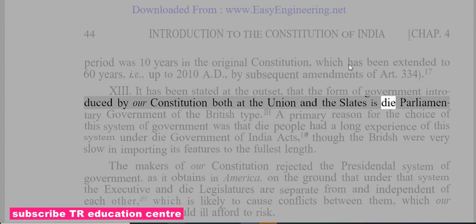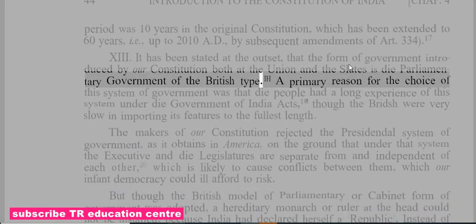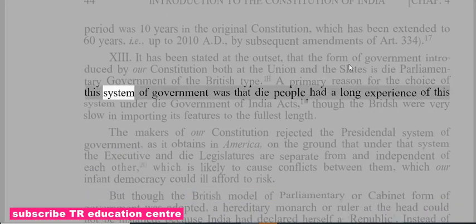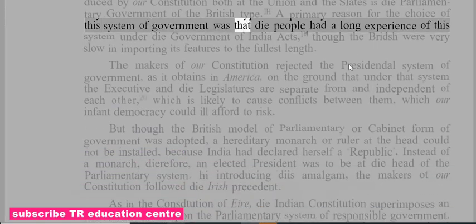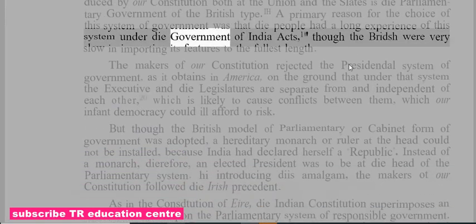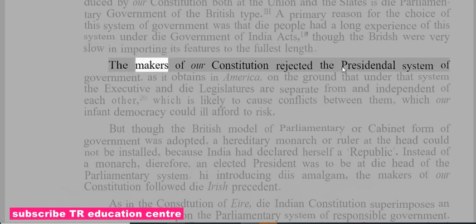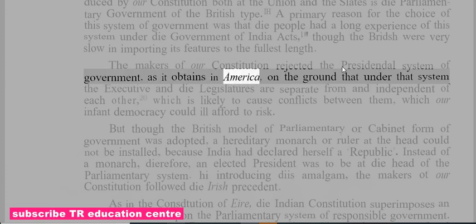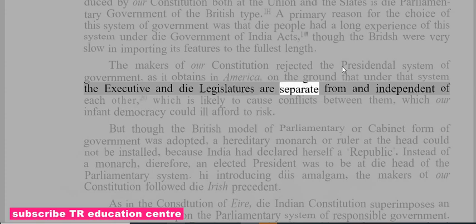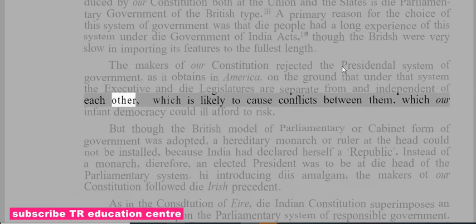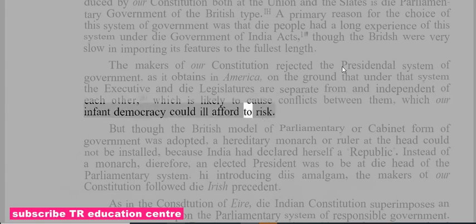Union and the States is the parliamentary government of the British type. A primary reason for the choice of this system of government was that the people had a long experience of this system under the Government of India Acts, though the British were very slow in importing its features to the fullest length. The makers of our constitution rejected the presidential system of government, as it obtains in America, on the ground that under that system the executive and the legislatures are separate from and independent of each other, which is likely to cause conflicts between them, which our infant democracy could ill afford to risk.